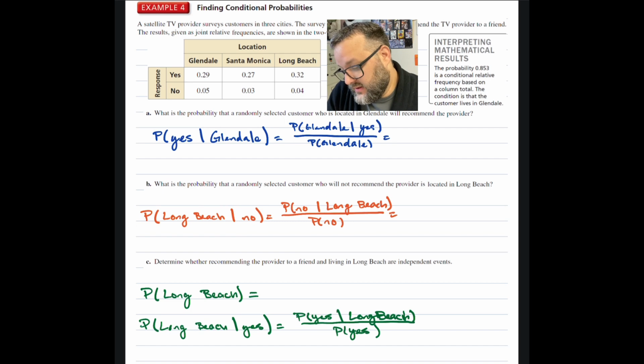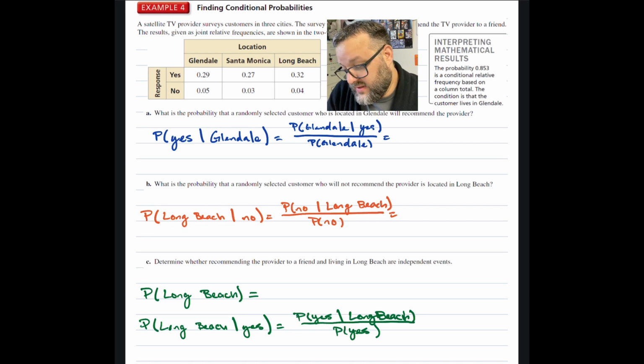A satellite TV, so this is kind of like one of those real life examples. A satellite TV provider surveys customers in 3 cities. The survey asks whether they would recommend the TV provider to a friend. The results given as joint relative frequencies are shown in the two-way table.